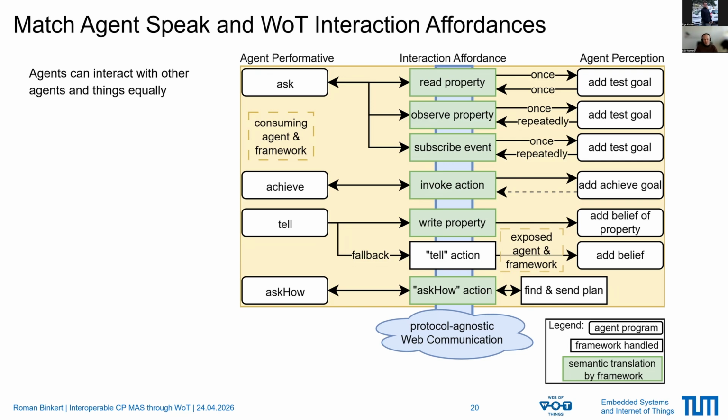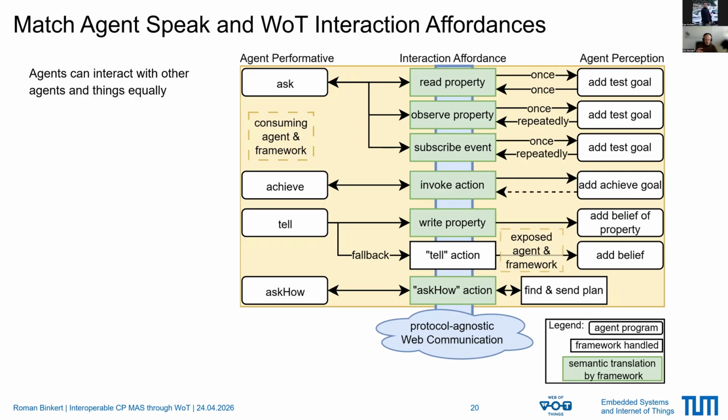A bit different, and doesn't map as perfectly, is the tell performative, because in this case, if we can map it to the right property, then again, we add a belief according to that property to the other agent. But if there is no according property in the other agent's thing description, it's hard to map. And then we propose maybe just use a tell action as fallback. And then add this to the belief base. Finally, the ask how is another action we propose to add to any agent's thing description to then see if the other agent has a plan to, or knows how to achieve this goal.